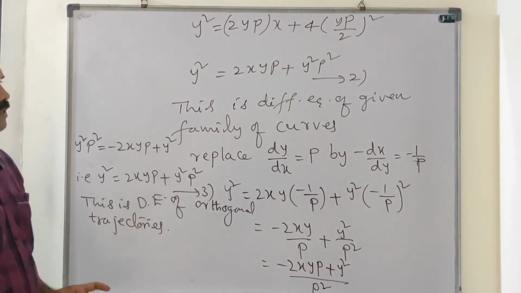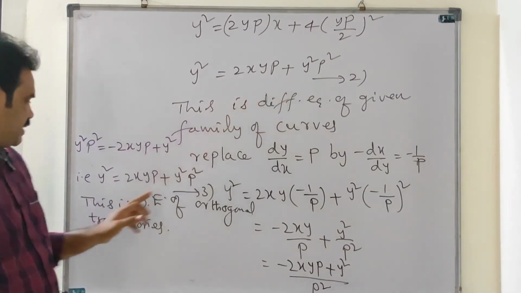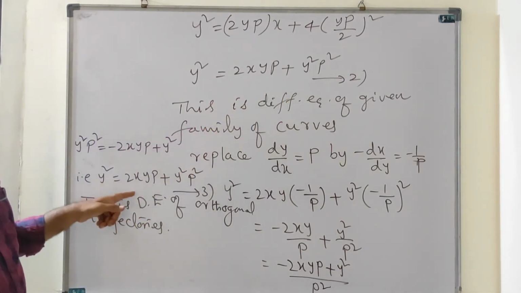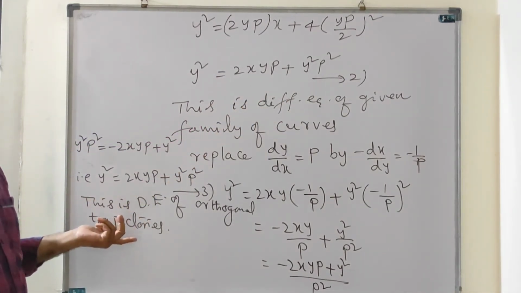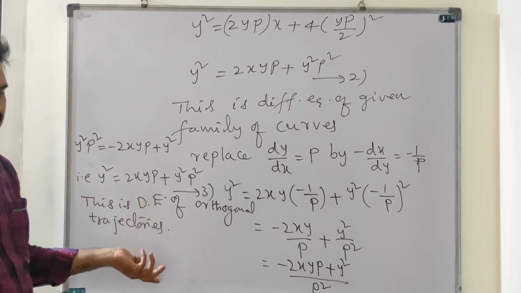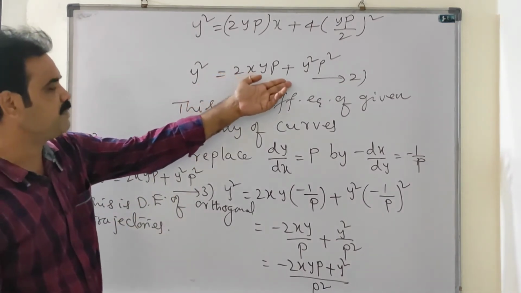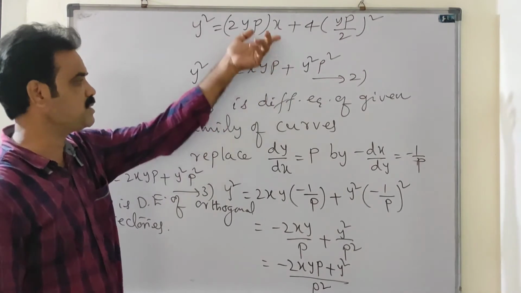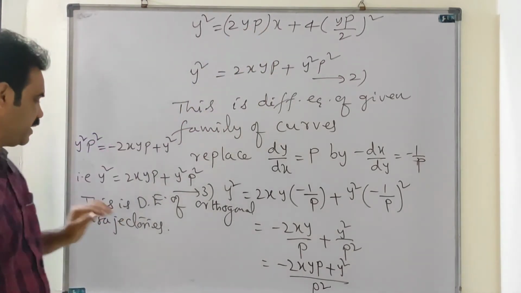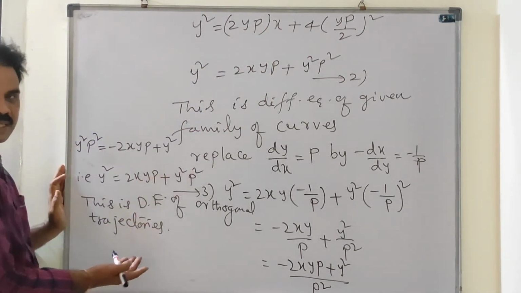Okay. Now observe that equation 2 and equation 3 are same. This is differential equation of orthogonal trajectories. If you solve this, you get orthogonal trajectories. Now this is differential equation of given family. If you solve this, we get the given family. Okay, and hence the given family of curves is self-orthogonal.